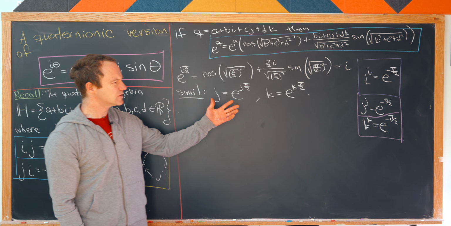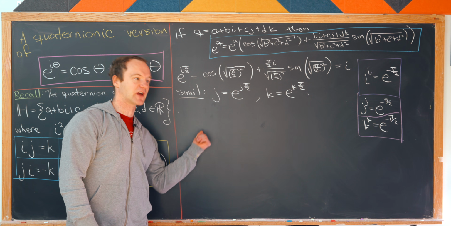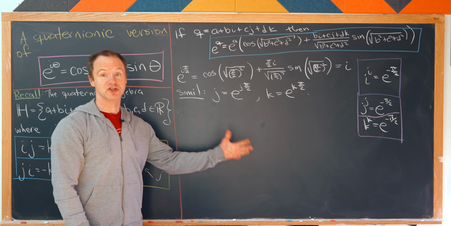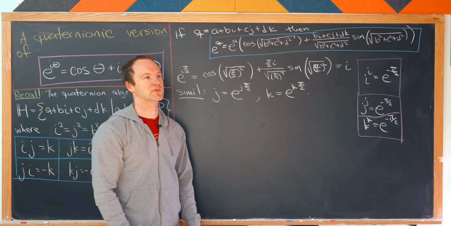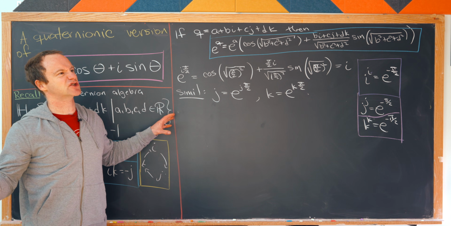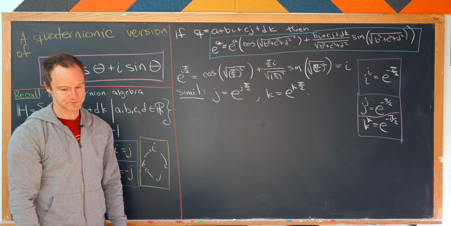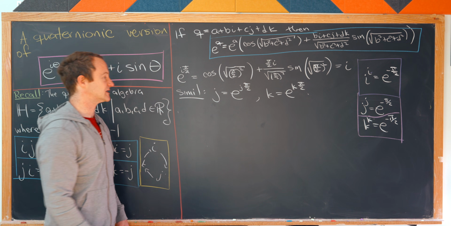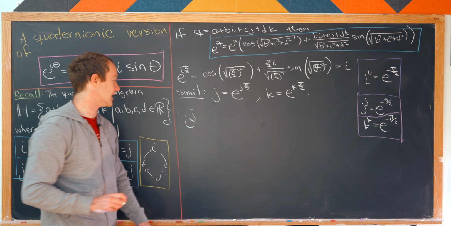But those are not actually super interesting, because if we're only working with i on its own, or j on its own, or k on its own, we might as well just be working in the complex numbers, because those are each copies of the complex numbers injected into the quaternions. I think maybe what's interesting is what happens if we do i to the power j.